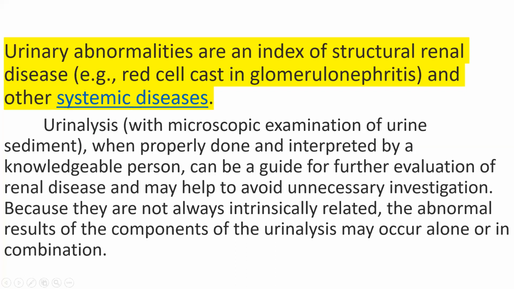Okay. What is urinary abnormalities? These urinary abnormalities are an index of structural renal disease. Okay, structural renal disease. Example: red cell casts in glomerulonephritis and other systemic disease. That means urinary abnormalities, what are they?